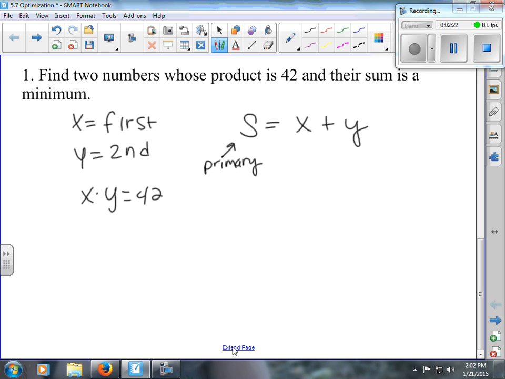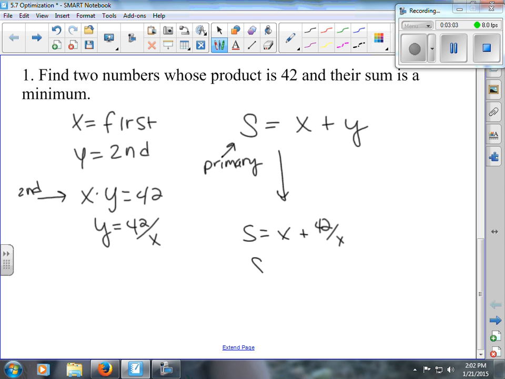Now, if I take the derivative of S, I can't do that because I have two different letters, and which letter am I taking the derivative of? It's unsure. So we use the secondary equation, which is the constraint. So there has to be some sort of relationship between the two quantities. And in this one, their product has to be 42. I'm going to solve for y in the constraint. Then I'm going to rewrite my primary and replace y with what it is in our constraint. And now notice S is a function of x only.